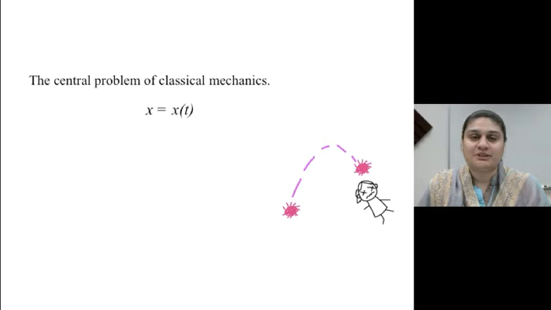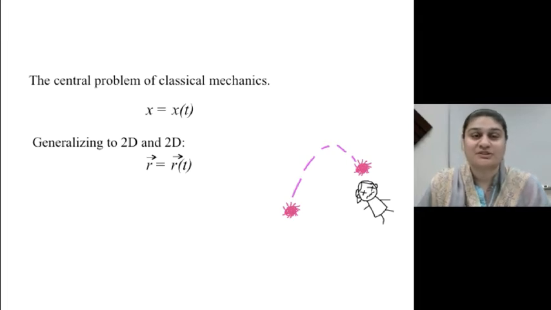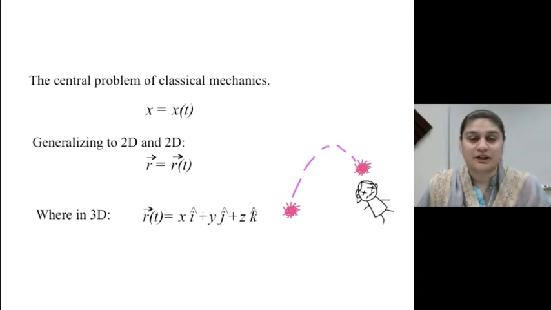Now that we have the object in 3 dimensions, we can generalize the same expression, because the central problem of classical mechanics will not change in 2 or 3 dimensions, and instead of having x, we can call it an r. R as a function of time. Mathematically, this equation is read as r as a function of time, where in 3-dimensional motion, the vector r is going to be represented as xi plus yj plus zk.